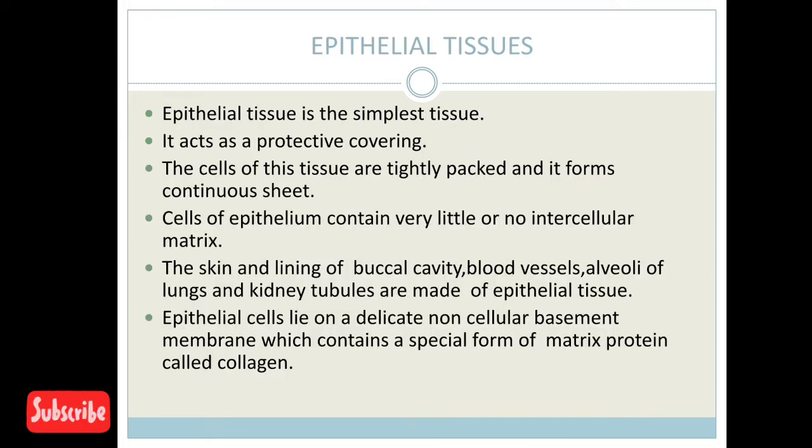This epithelial tissue is one of the simplest tissues and it acts as a protective covering. The cells of this tissue are very tightly packed and form a continuous sheet. The cells of this epithelium contain very little, or we can say no, intercellular matrix. This type of epithelial tissue is found in the skin and the lining of the buccal cavity, blood vessels, alveoli of the lungs and the kidney tubules.